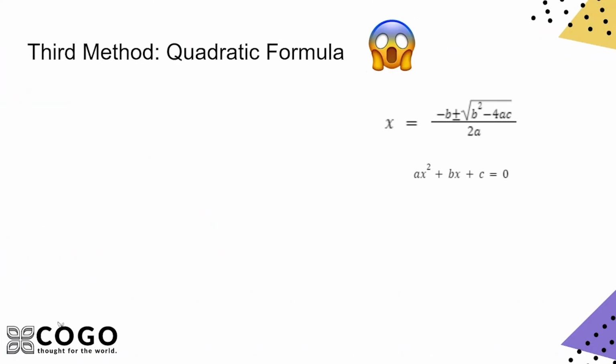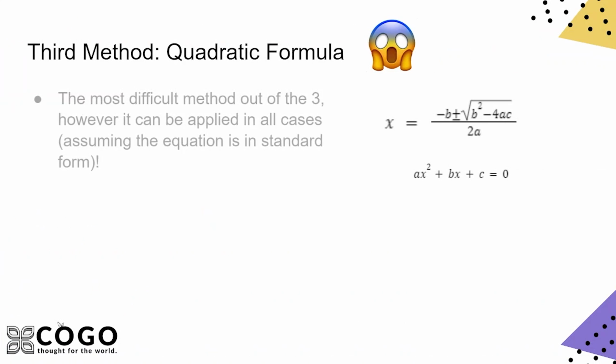Now for our third and final method, the quadratic formula. The quadratic formula is x equals -b plus or minus the square root of b squared minus 4ac all over 2a, where a is the coefficient of the leading term, b is the coefficient of the second term, and c is the constant. This is the most difficult method out of the three, but it can be applied in all cases assuming that the equation is in standard form.